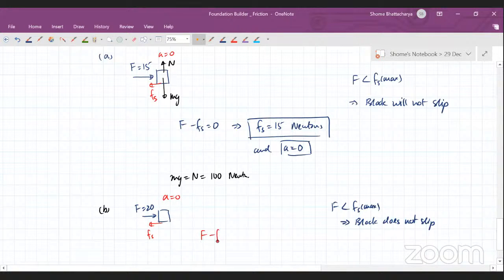Its value will become 20 newtons instead of 15 newtons. The moment we increase this force from 15 to 20, automatically the amount of static friction acting will also increase.